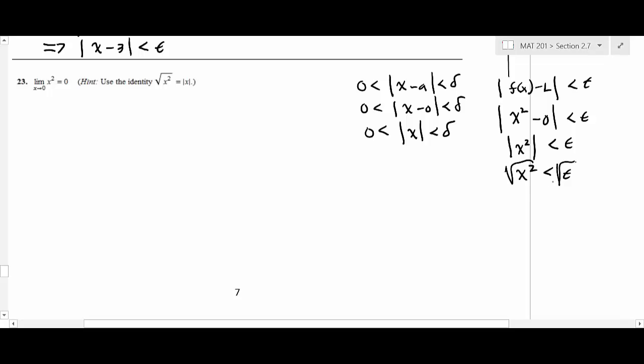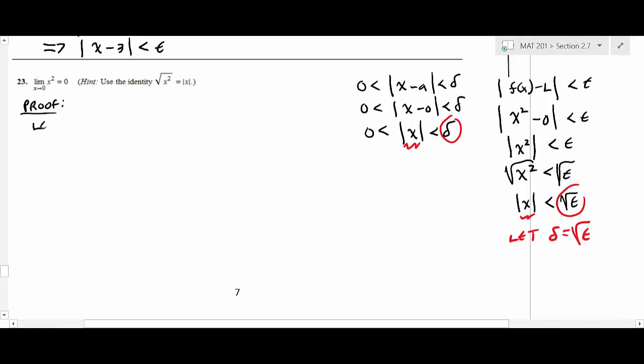If I take a square root of both sides, I would end up with, and we have an identity that says anytime you do a square root, you're going to get either 0 or a positive number, so we can write that as absolute value of x less than square root of epsilon. So now if you look at this and this, we've got that the same, so that just means we're going to let delta be equal to the square root of epsilon when we write our proof.